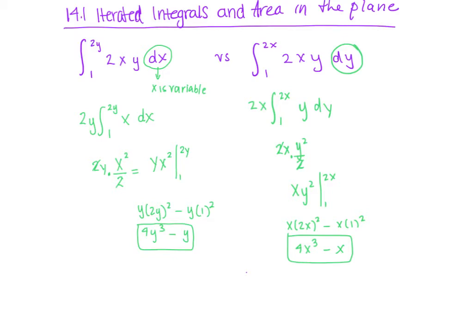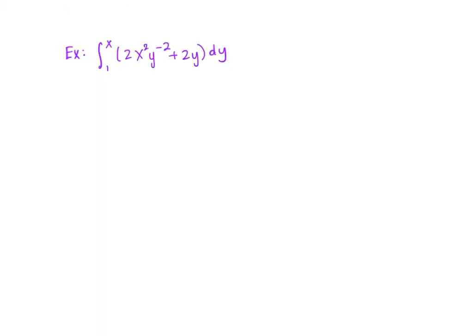So let's look at a couple more examples. On this page, you've got the integral with respect to y right here. So that means every time you see an x, that's going to be a constant. So let's take the integral here. The first section here, 2x squared y to the negative 2. Remember, 2x squared is a constant. Add 1 to the exponent and divide by your new exponent. And the second one becomes 2y squared over 2.